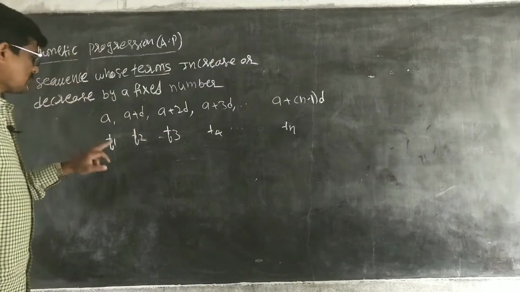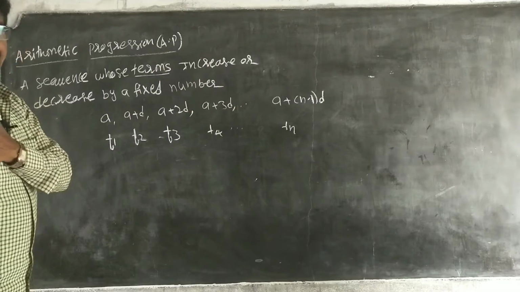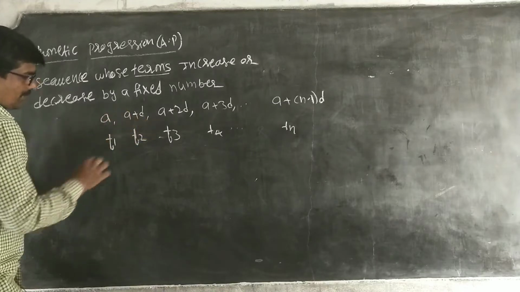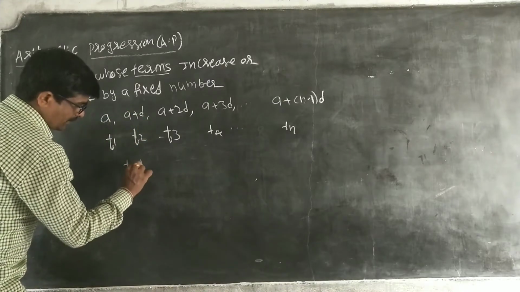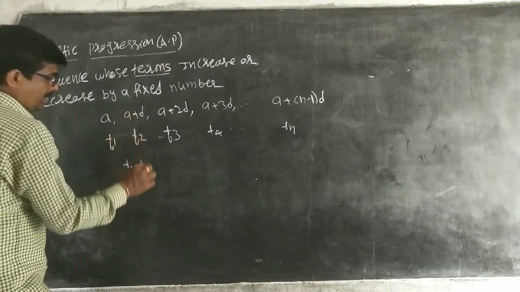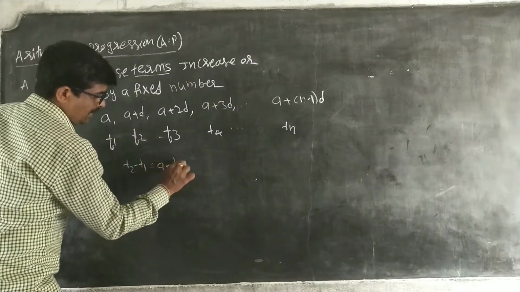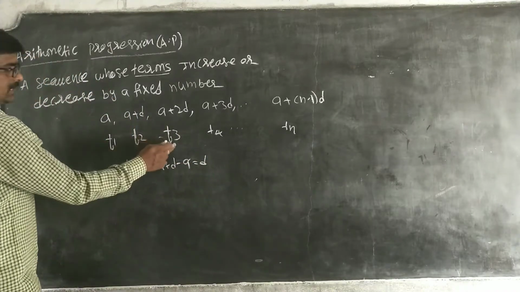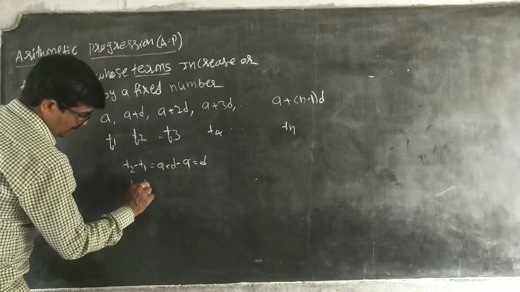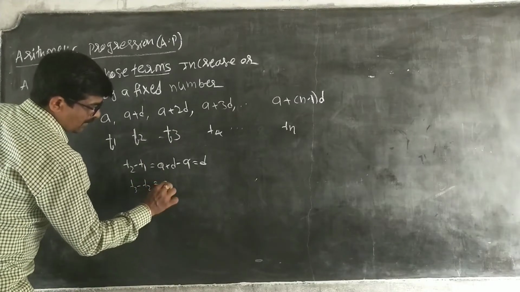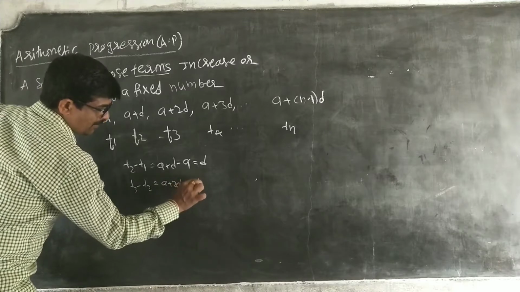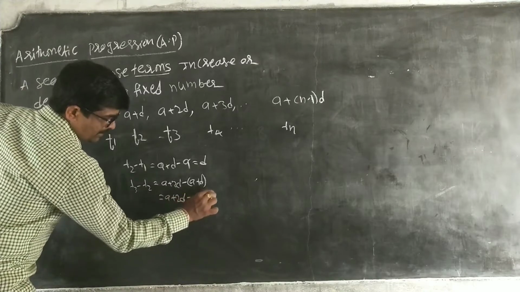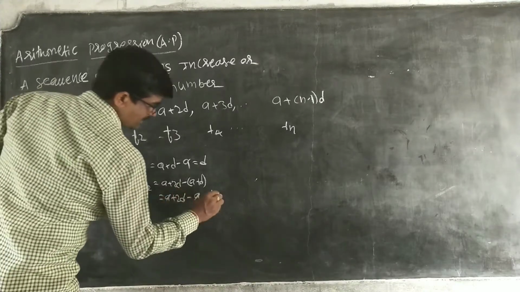Now 1, 2, 3, continuously we are going. So this is an arithmetic progression. So this is the difference. For example, I have to take T2 minus T1, that is equal to A plus D minus A. Both are cancelled, we are getting D only. So T3 minus T2, that is equal to A plus 2D minus A minus D. Both get cancelled, 2D minus D, 1D.